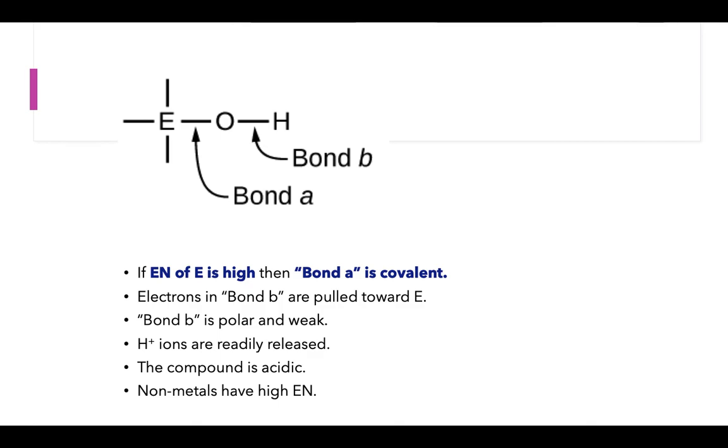now the bond between E and O, or bond A, is covalent. You cannot break it easily. Therefore, the bond between hydrogen and oxygen, bond B, is polarized. It is weaker, and therefore we can remove a hydrogen ion, creating an O minus and an H plus. So this compound would be acidic. So now we can decide whether something is an acid or base based on the identity of E. If it's a metal, it'll be a base. If it's a nonmetal, it'll be an acid.